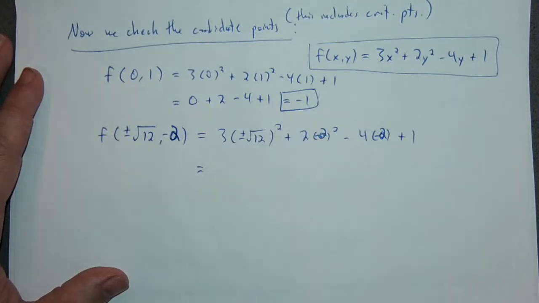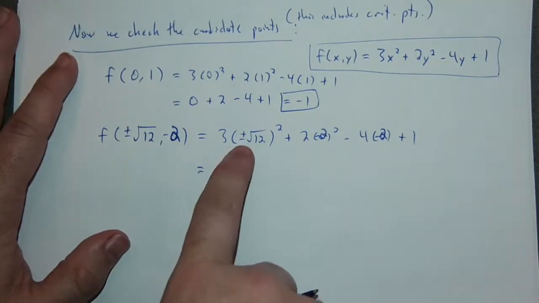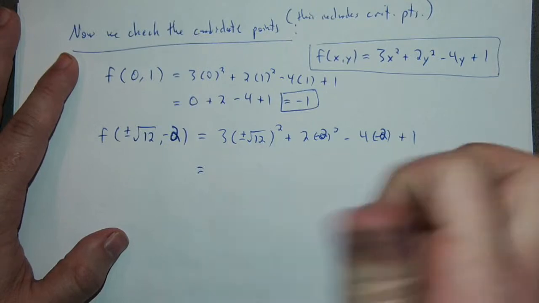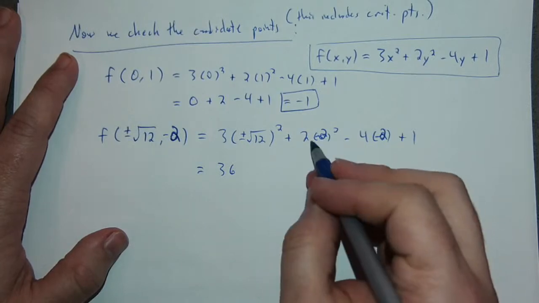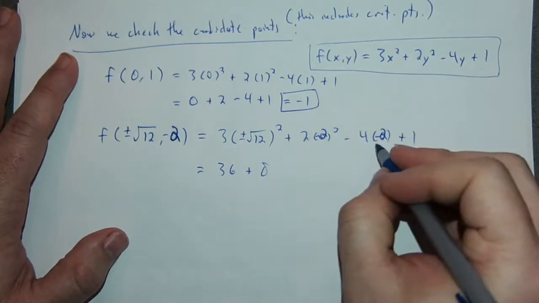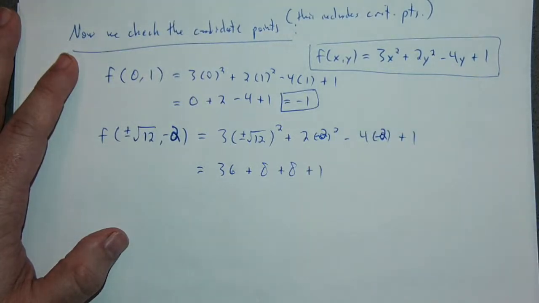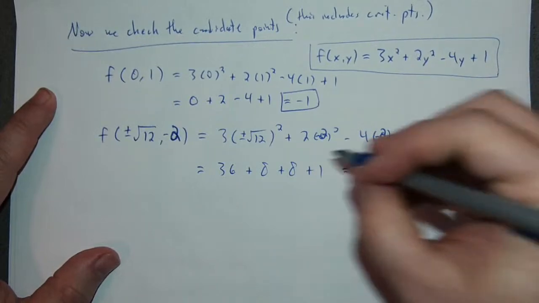Okay, now we have a hope of being right. So I have 3 times plus minus root 12 squared. So plus minus root 12 squared is just 12. So this is 3 times 12, so that's 36. Plus 2 times minus 2 squared, so this is plus 2 times 4, so this is plus 8. Minus 4 times minus 2, so that's another plus 8, and then that's plus 1. Okay, so this is 51.